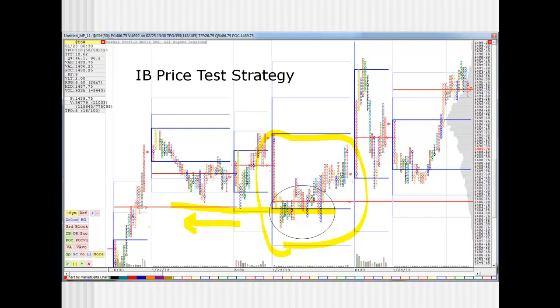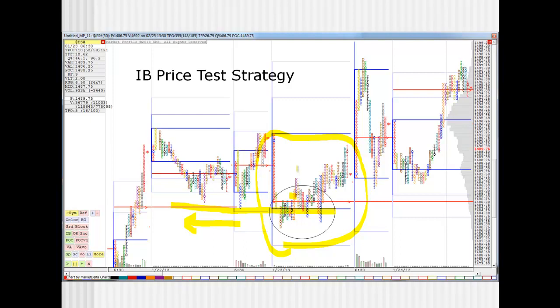Now let's take a look at the tests. One test, and then we come back up. So we try to move lower, but we're not able to. So again, we had one test down, didn't work. Second test, third test, fourth test, fifth test, sixth test. Now notice the first time we get a range extension upwards is in period J. Now that's when you could take a long entry.